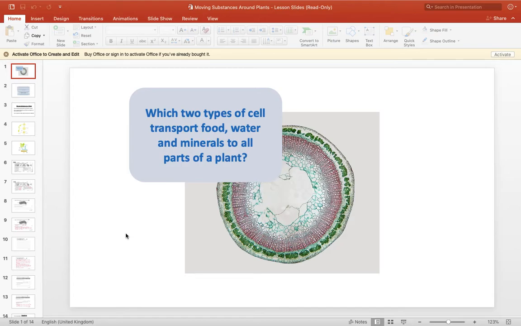So to start us off, I would like you to have a think about the question that's on the board, which says, which two types of cell transport food, water and minerals to all parts of a plant? Pause the video now and have a go at this question. Okay, so you should have had a go at this question, you should have had a think about it.